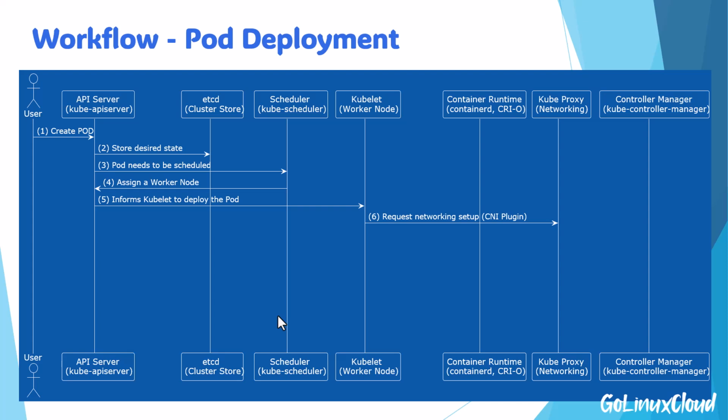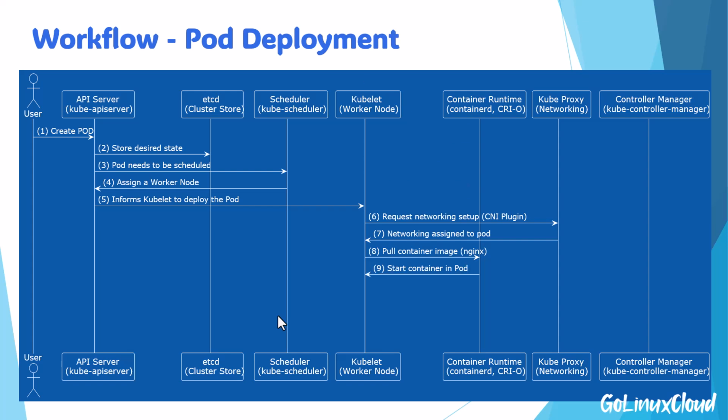The CNI plugin assigns a unique IP address to the pod so that it can communicate within the cluster or outside the cluster. Once networking is configured, the kubelet will instruct the container runtime to pull the required container image, which will be required to start the container. Next, the container runtime downloads the image and starts the container inside the pod.